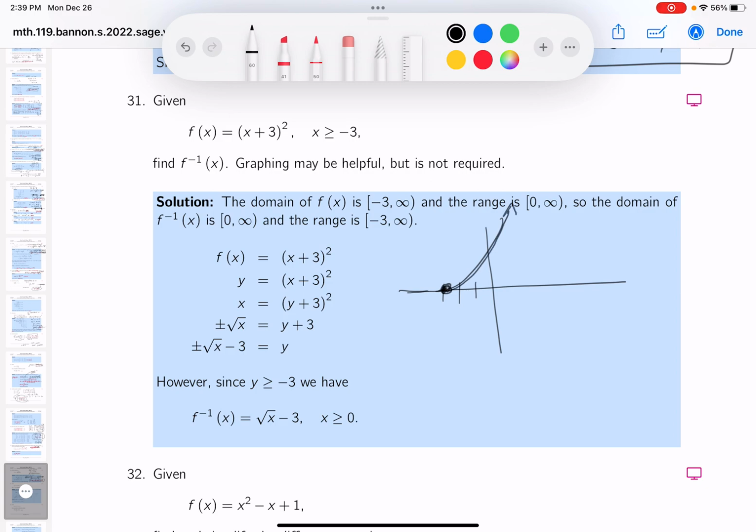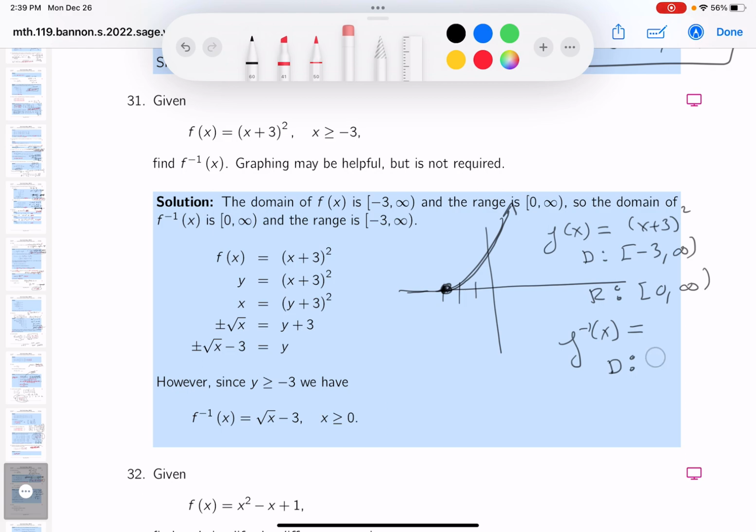All right? So I'm going to write this down over here. f of x is equal to (x plus 3) squared. Its domain is from -3 to infinity, and its range is from 0 to infinity. So I'm going to write the inverse down now. I don't know what it is, but I'll write it down. But I do know its domain, and I do know its range.